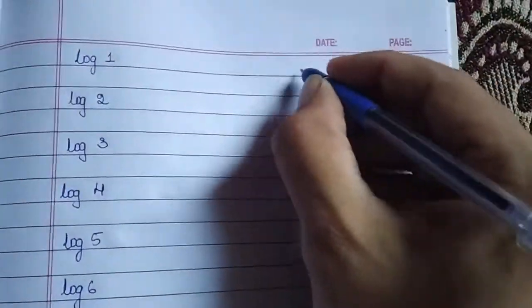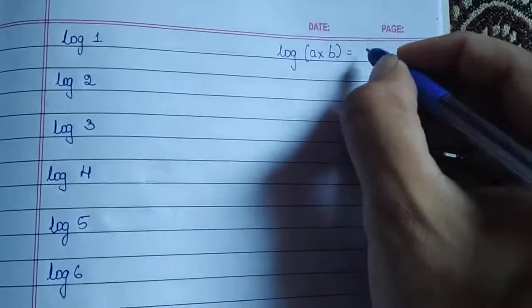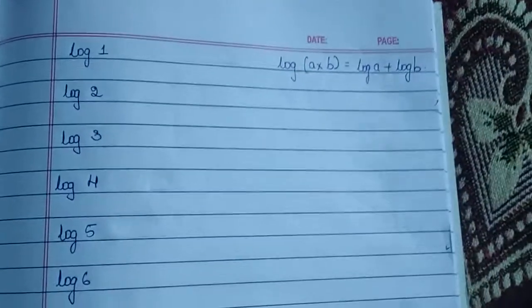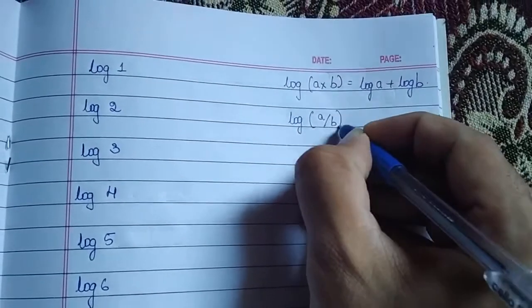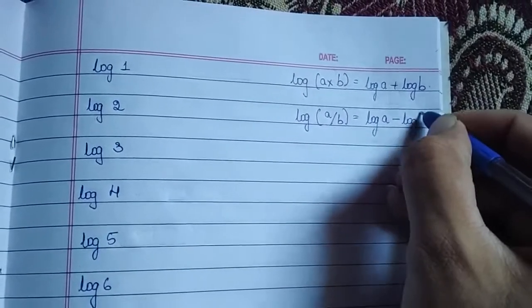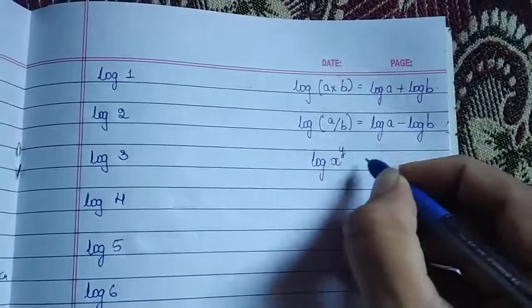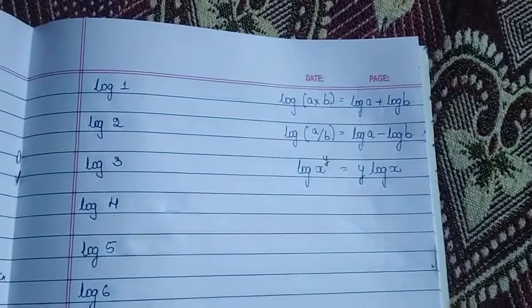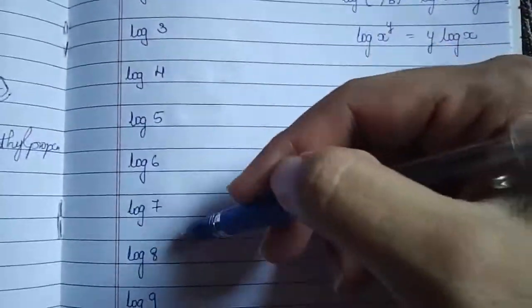What are those? Of course, log of A into B can be written as how? Yes, log A plus log B. One important formula. Similarly, log of A divided by B can be written as how? Very good. Log A minus log B. Next important one, log x to the power of y can be written as y into log x. Is that clear? So now let us deal with finding the log values from 1 to 10.